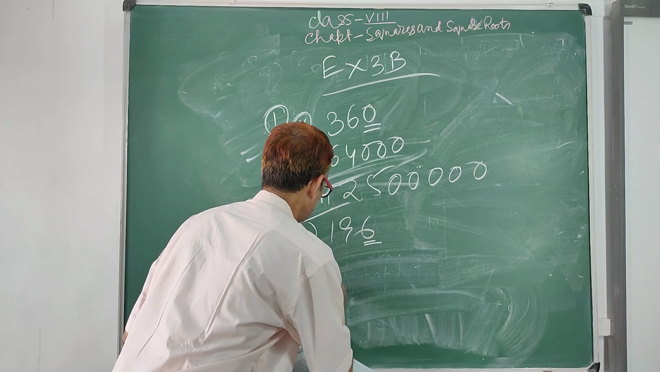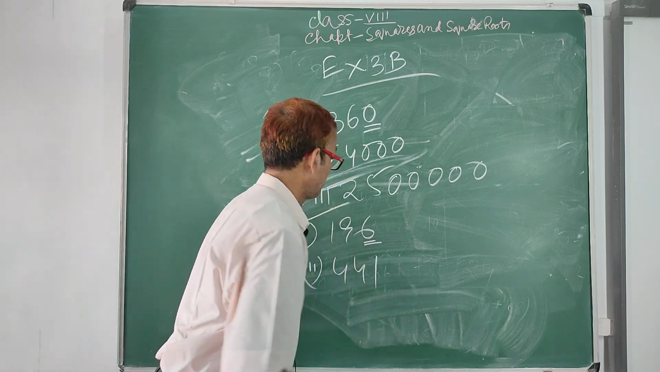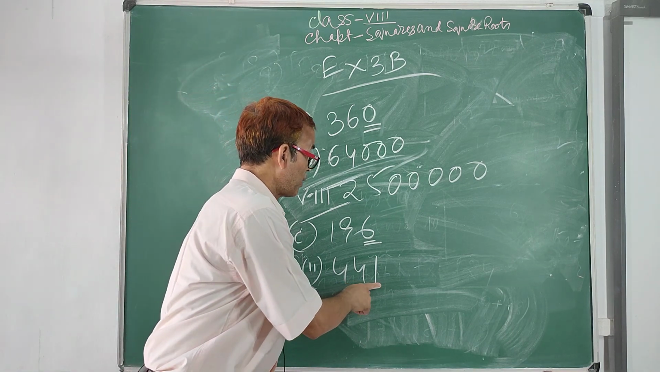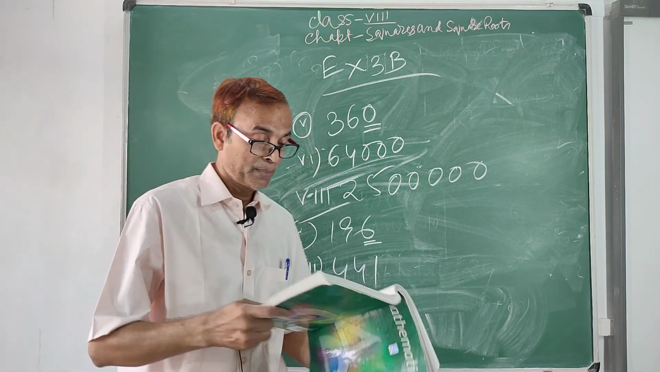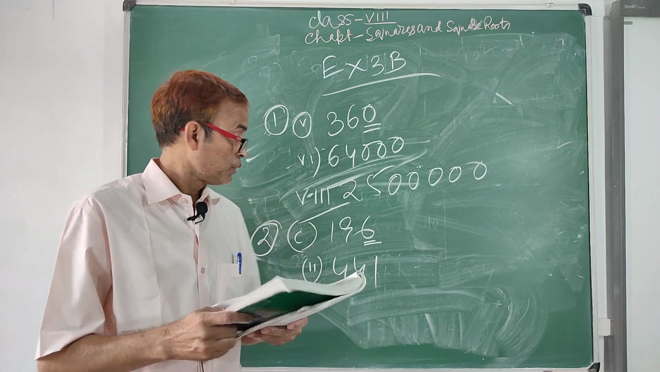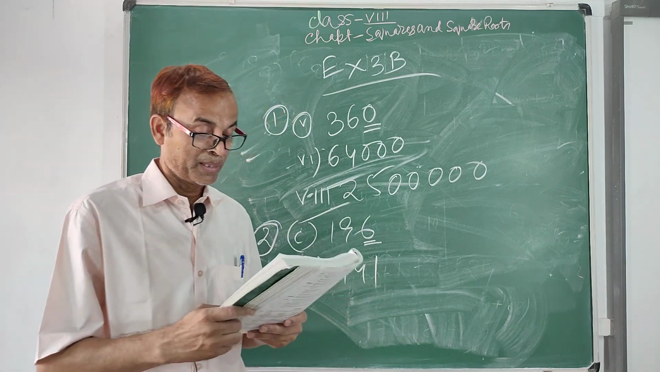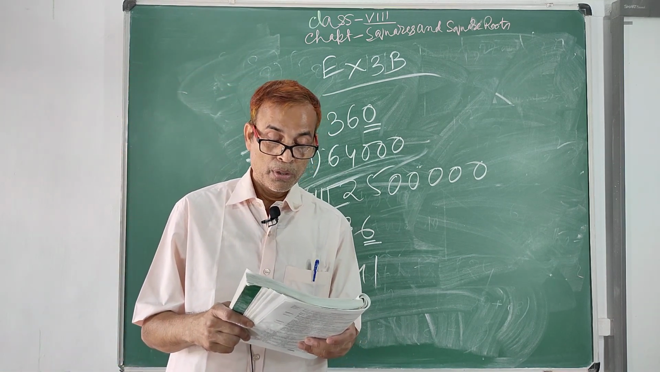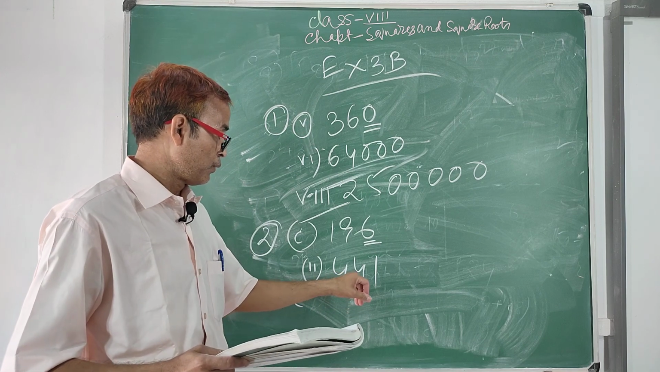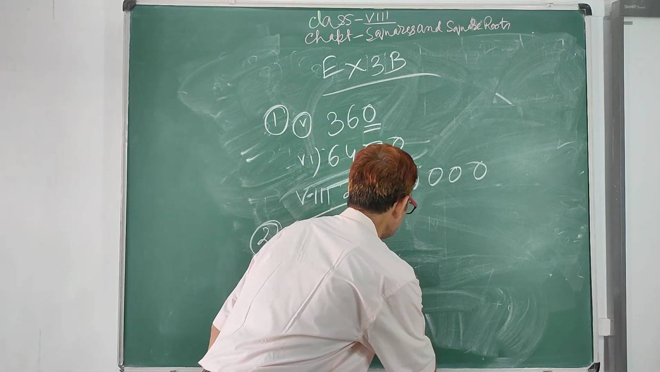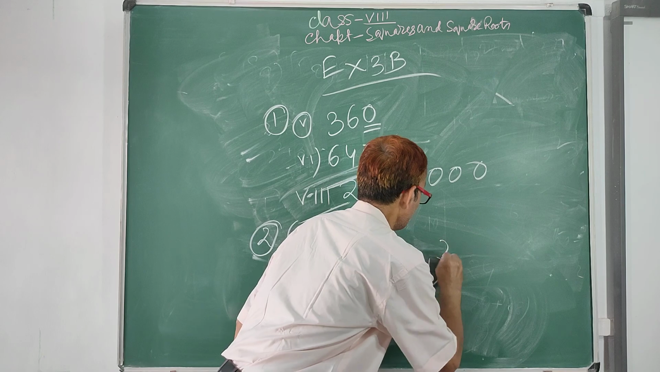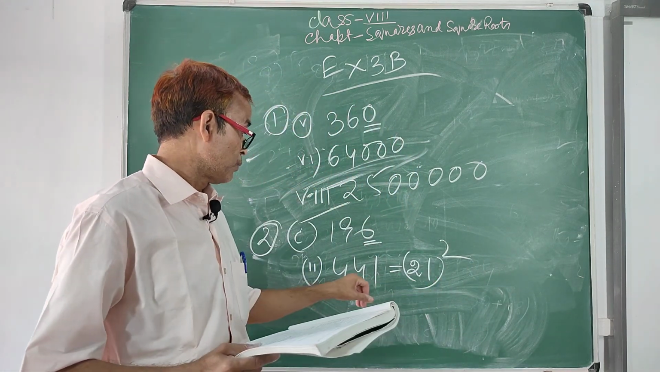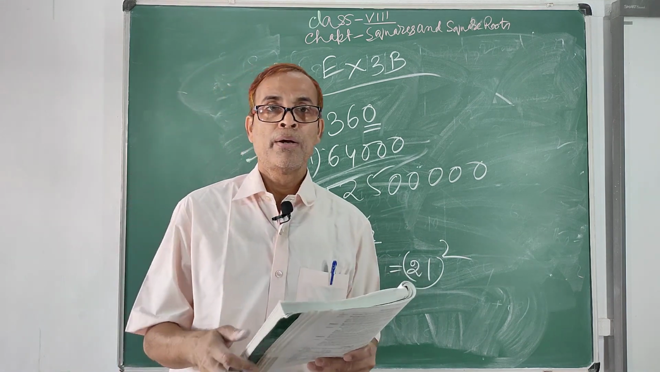Next, 4, 4, 1. Here the last digit is an odd number, so this is the square of an odd number. The property number 6: the square of an odd number is always odd. Here 4, 4, 1 is equal to 21 square. 21 is an odd number, so 4, 4, 1 is the square of an odd number.